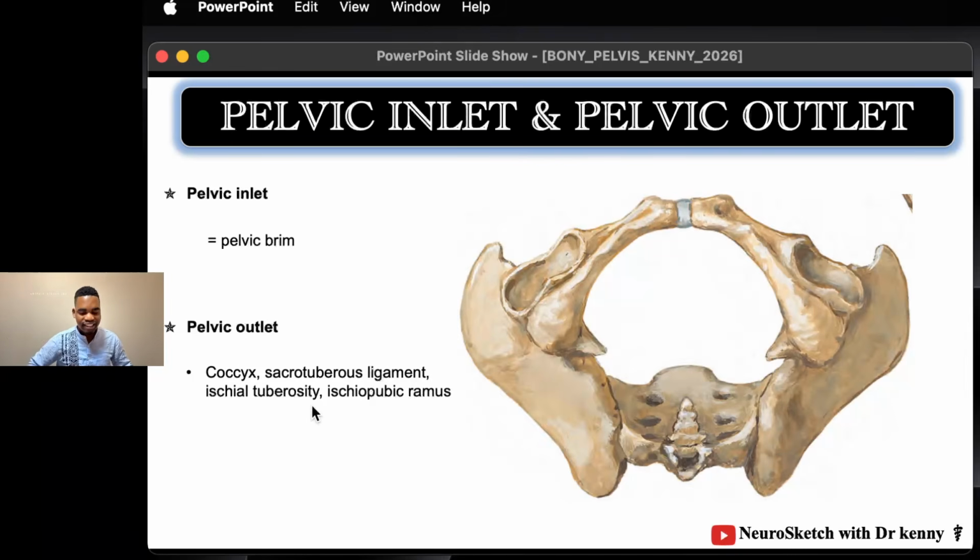The pelvic outlet is bordered by the coccyx here, and then you usually have a ligament here, which is called the sacrotuberous ligament, and then you have the inferior ischiopubic ramus, as we've seen, the ischial ramus and the pubic ramus. The lower part of the pubic symphysis is forming the pelvic outlet, and the upper part of the pubic symphysis is forming the pelvic inlet.